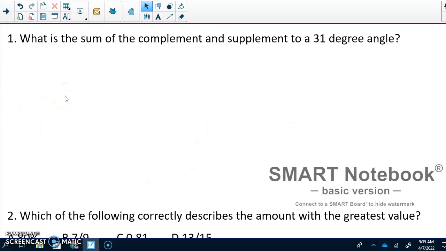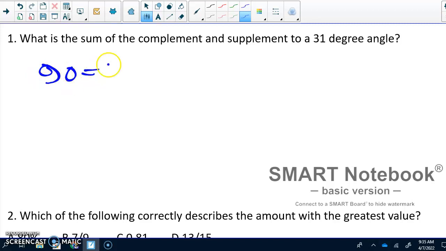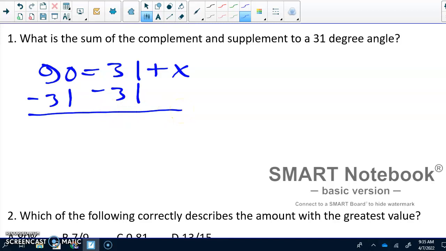All right, let's go ahead and take a look at number one. What is the sum of the complement and the supplement to a 31-degree angle? So we're going to take the complementary angle, which is 90 degrees. Take the 31-degree angle plus x. So we're going to subtract 31 from both sides. And I'm going to take my calculator to make sure that I have the correct answer. So if I take 90 and subtract 31 from it, it should give me an answer of 59.